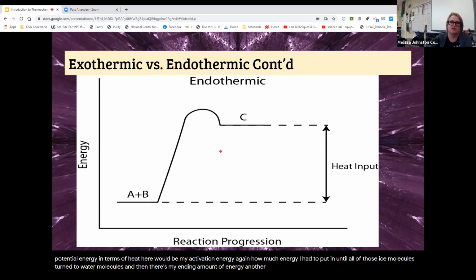Let's add another definition to this. The next definition I would like to add is the definition of enthalpy.